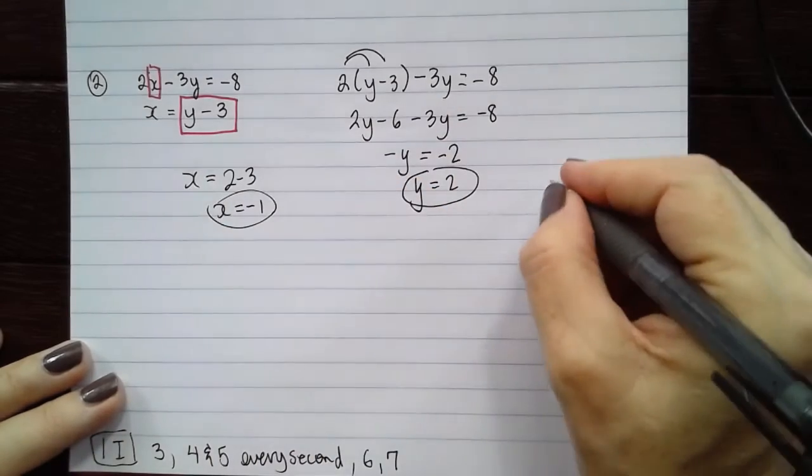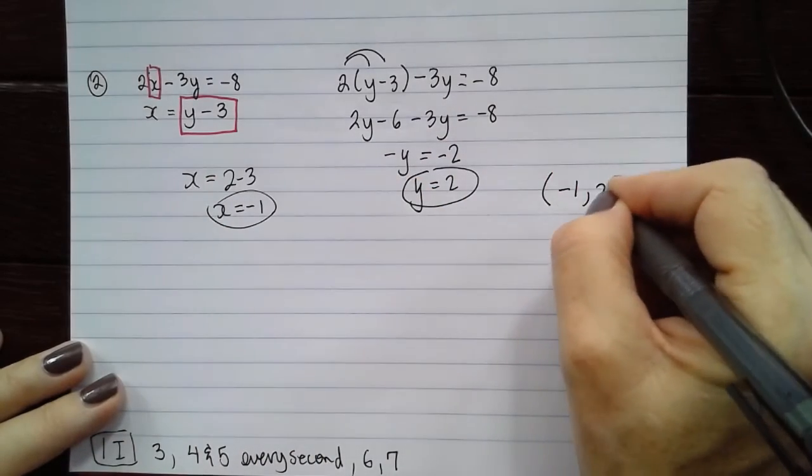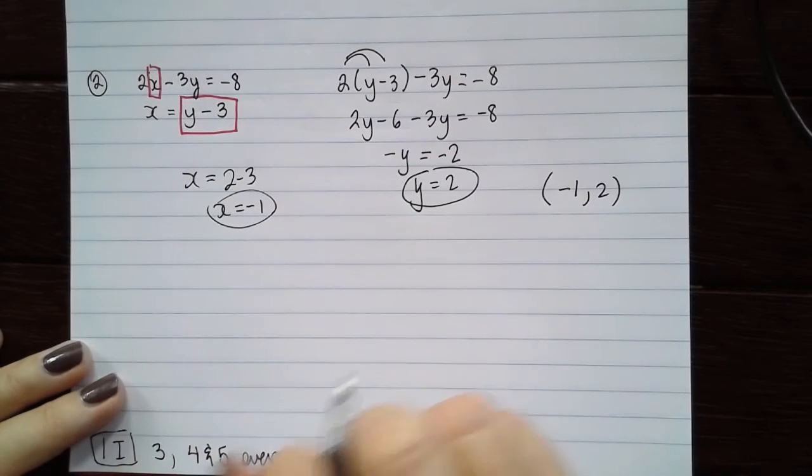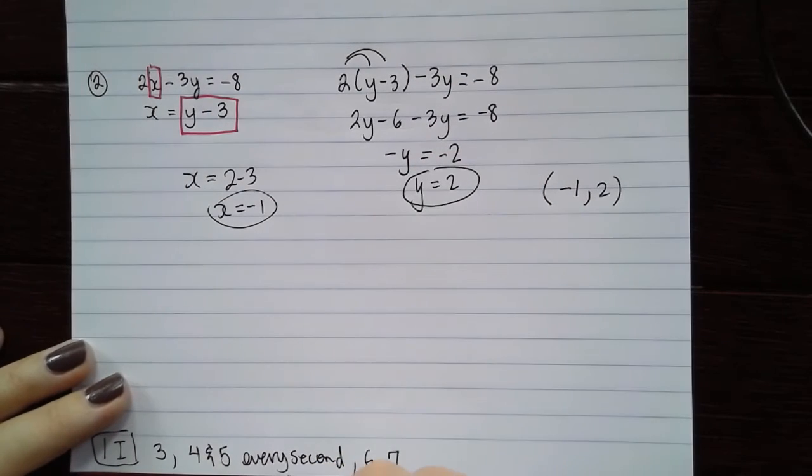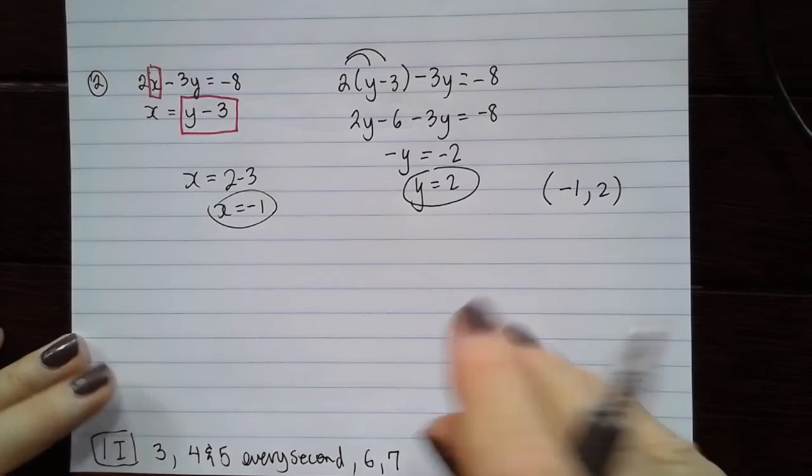So I've got a point. I've got the point negative 1 comma 2. And that's where these two lines are going to intersect. You could type them into Desmos, and you could see if they intersect there. And you'd see that they would.